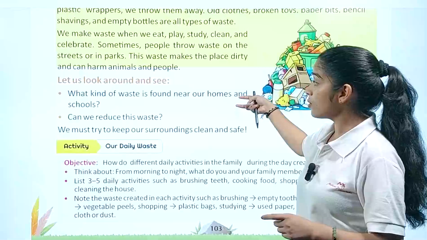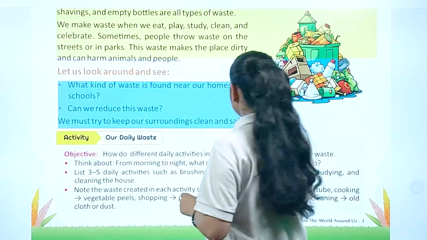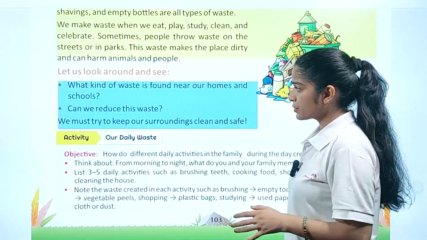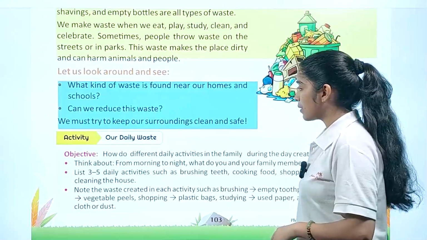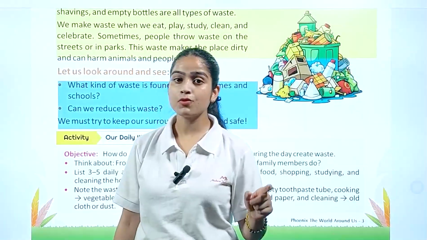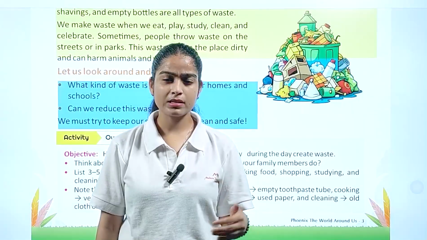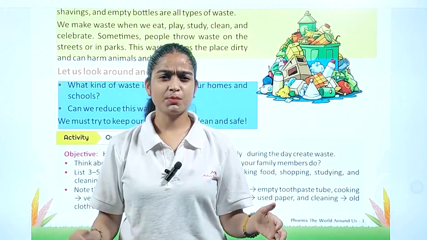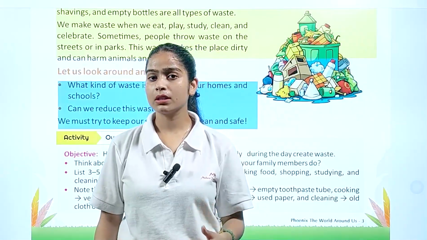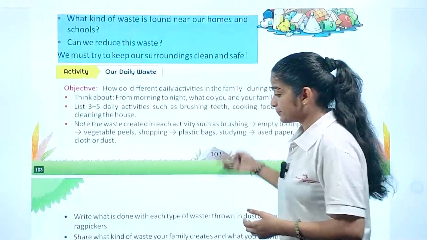Next, let us look around and see what we have in our surroundings. What kind of waste is found near our homes and schools? Can we reduce this waste? We must try to keep our surroundings clean and safe. So now you have to observe your surroundings and identify which type of waste you see most in your surroundings. Is it plastic wrappers? Is it vegetable peels or fruit peels? You have to classify it and further think about how you can reduce it by your efforts, right? Okay. Next.